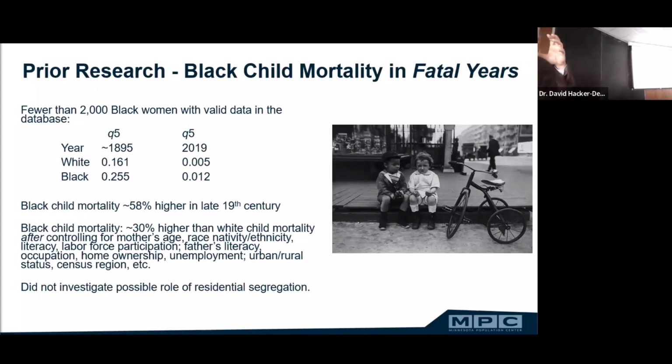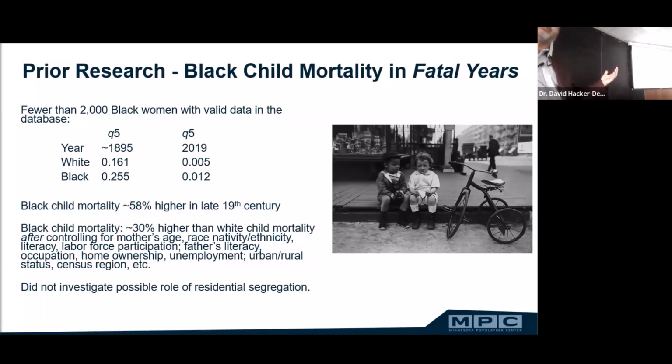Now, the nice thing about a mortality index, you can put it in a regression equation, and you can associate it with a lot of suspected correlates of mortality. And when you do that, and you control for things like mother's age, ethnicity, literacy, labor force participation, father's literacy, occupation, home ownership, unemployment, a lot of socioeconomic variables that are in the census. What's great about this is you can use all these census variables to model child mortality. And then that reduces the differential between Black and white child mortality to about 30%.